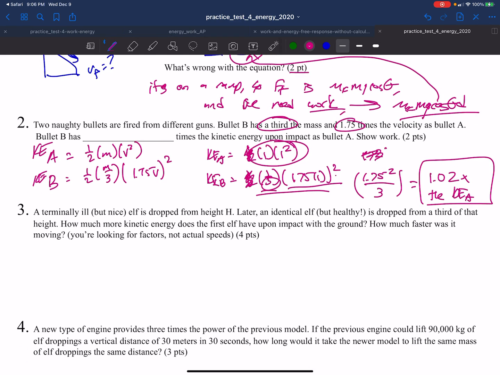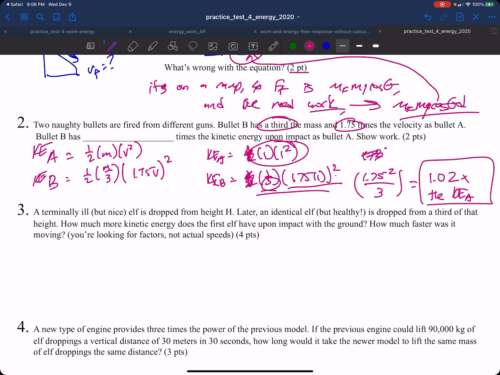Question 3: a terminally ill but nice elf is dropped from a height h. Later, an identical elf is dropped from a third of that height. How much more KE does this have? This is a similar question, except that now it's about potential energy converting into kinetic energy. So how much more kinetic energy does the first elf have upon impact with the ground?